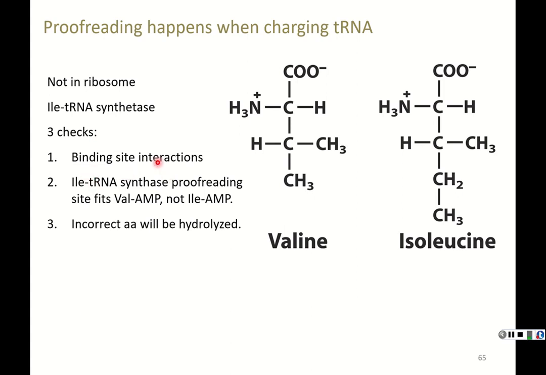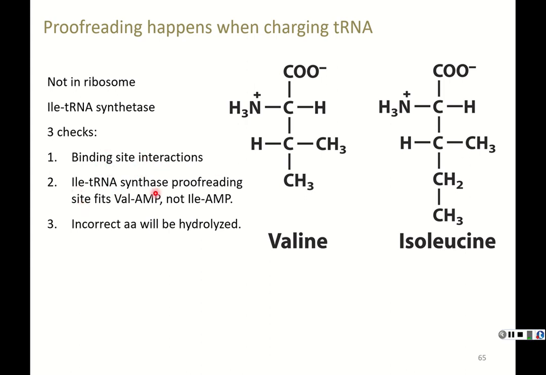So the binding site checks for interactions, and the reason it's doing this is because isoleucine is pretty similar to an amino acid like valine, for instance. There's just one extra methyl group on the side chain. Valine can fit into the active site that an isoleucine can fit into. So there are 3 ways to check this that the enzyme does: binding site interactions.